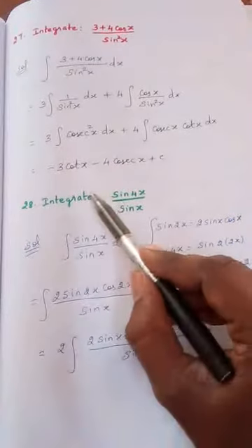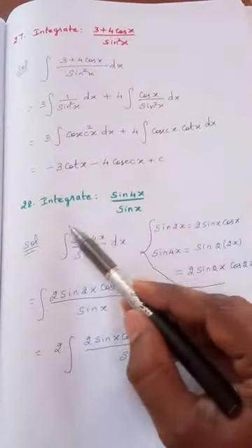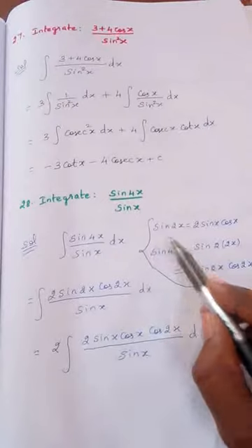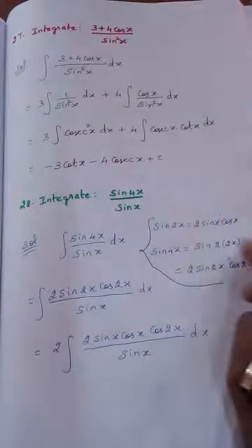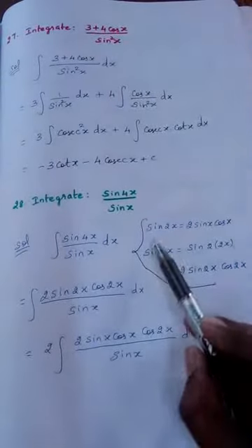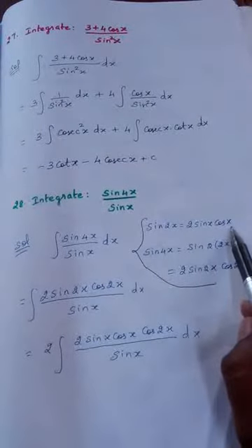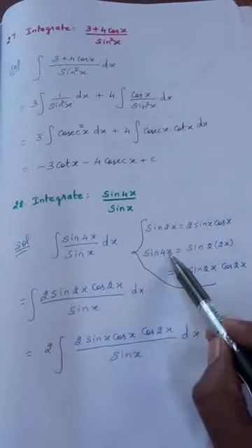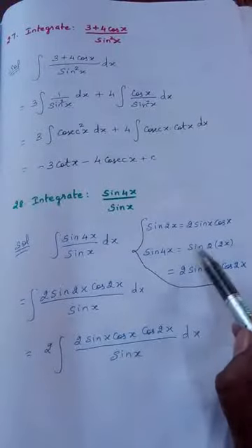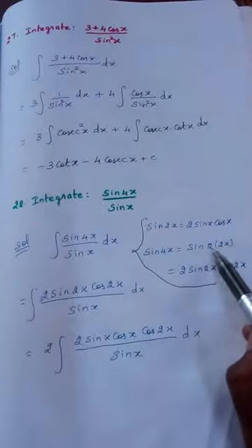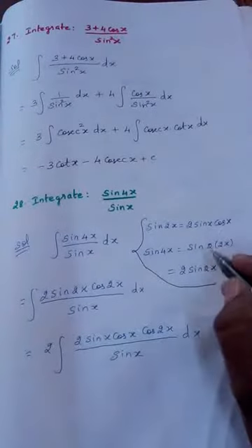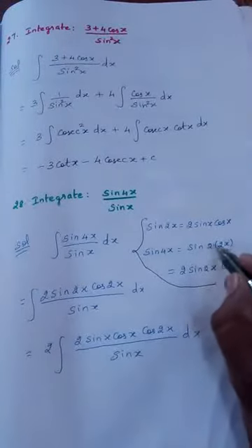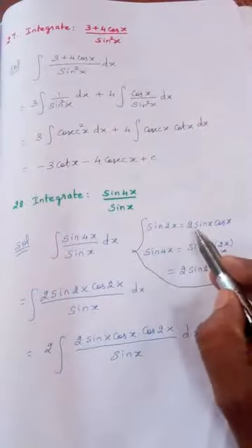Problem number 28. Integrate sin 4x by sin x. So as usual, integration symbol, write the function and put dx, and observe this trigonometric formula. Whenever I say trigonometric formula, you should immediately memorize it. The sin 2x formula is 2 sin x cos x. Sin 4x is written as sin of 2 into 2x, right? Imagine this is sin 2a, where a is x. What is the formula for sin 2x? 2 sin x cos x.